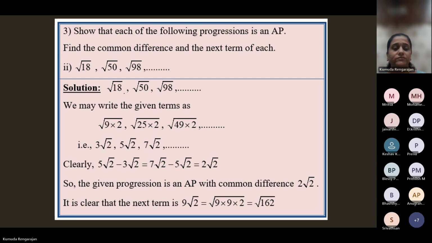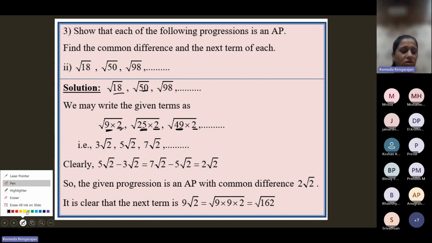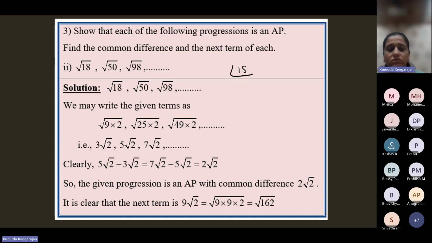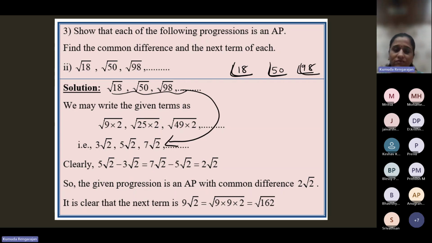Similar question. So you can see I've written 18 as 9 into 2, 50 as 25 into 2. So you can see perfect square into 2, perfect square into 2, perfect square into 2. Not that you should do it like this. You can also use this method and write square root of 18, square root of 50 and square root of 98 as mixed surds. You can write these 3 as mixed surds by finding out the prime factors also. So you know that. Okay.